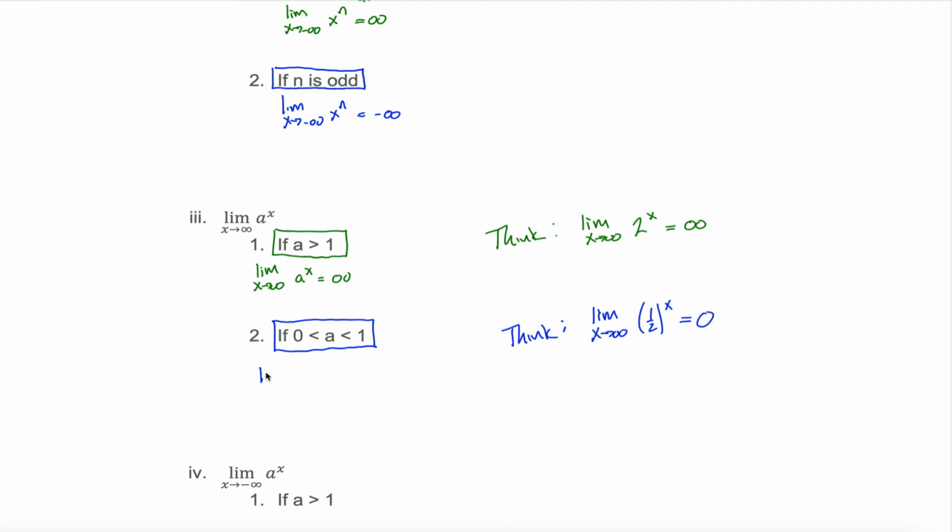And similar logic tells us that the limit as x approaches infinity of a to the x power, if that a is in between 0 and 1, is equal to 0.